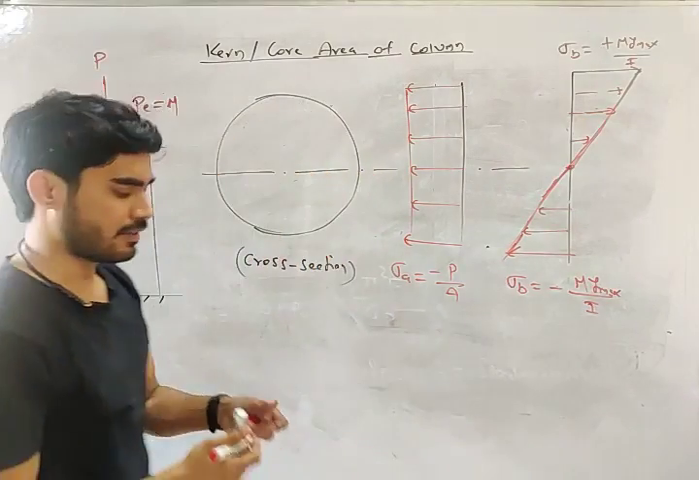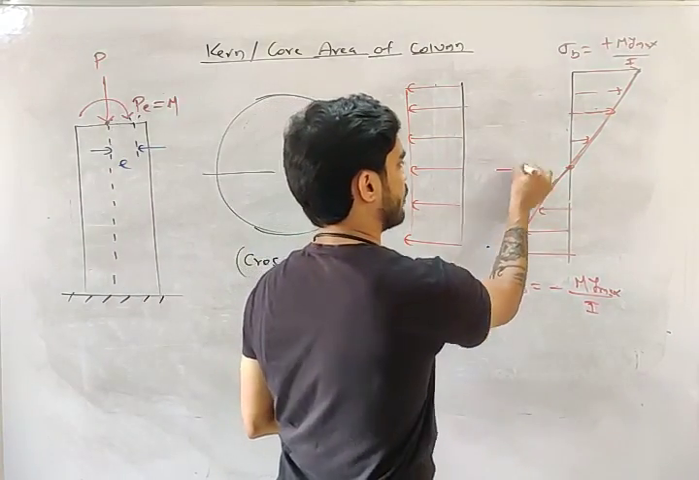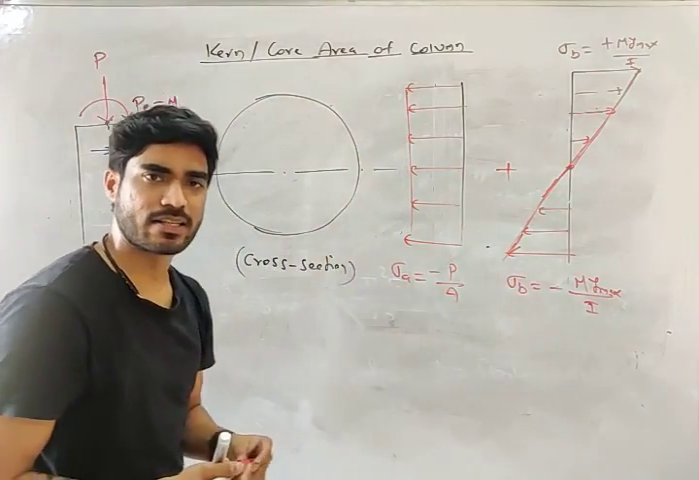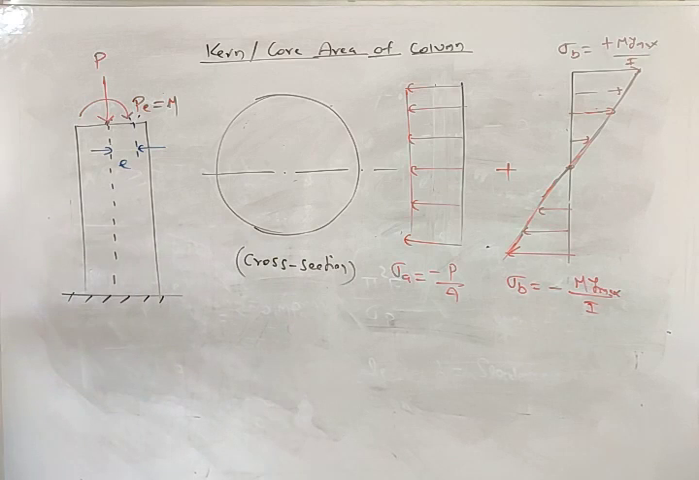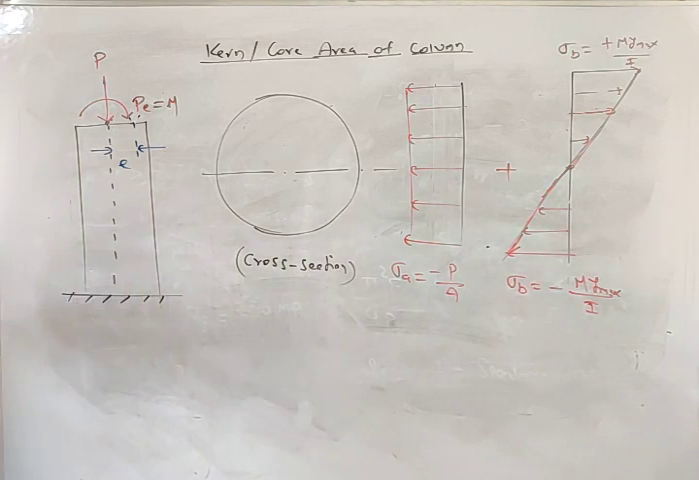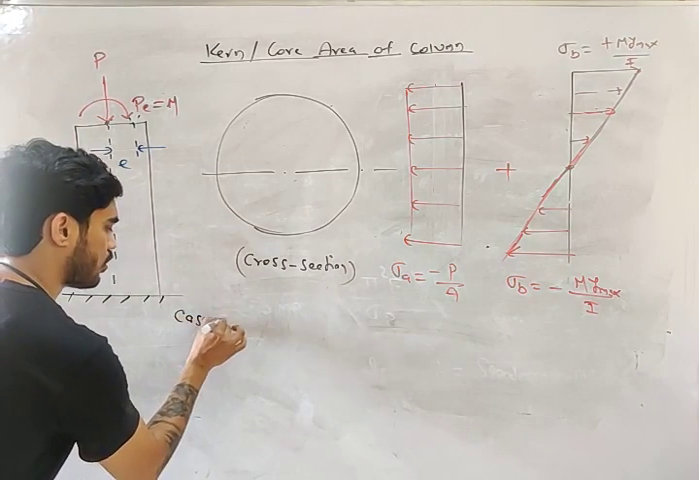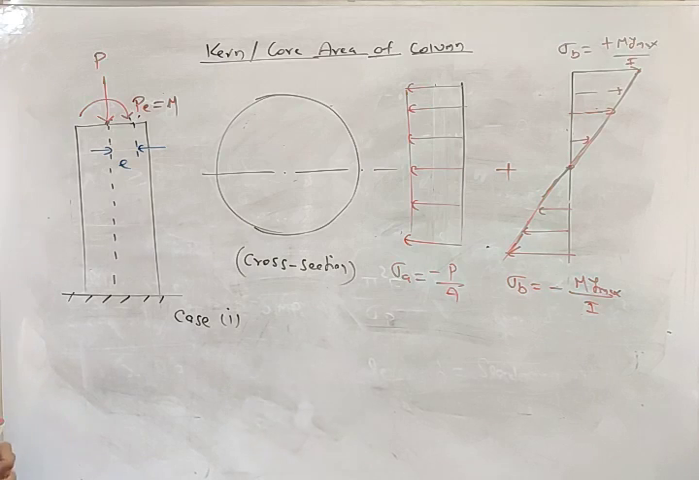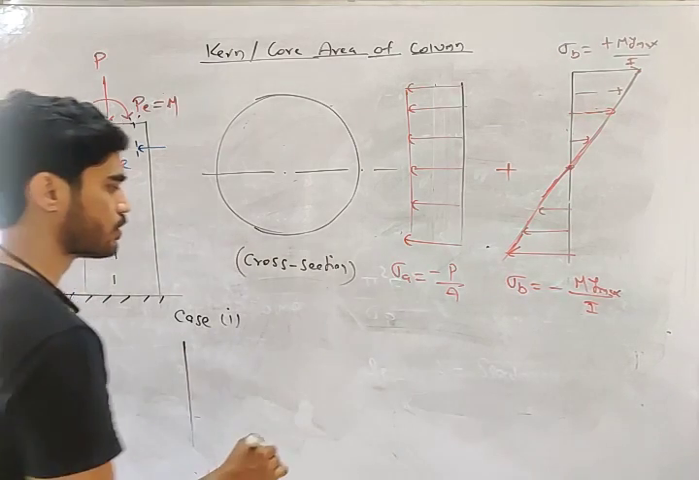Now, my friend, both of these are sigma x, so I can directly add these two stresses. If you add these two stresses, what will happen? There will be three cases. Let me explain all three cases using a diagram.